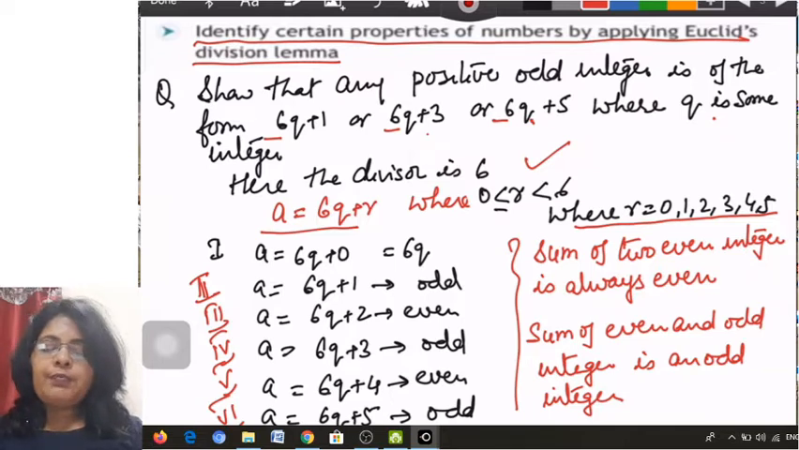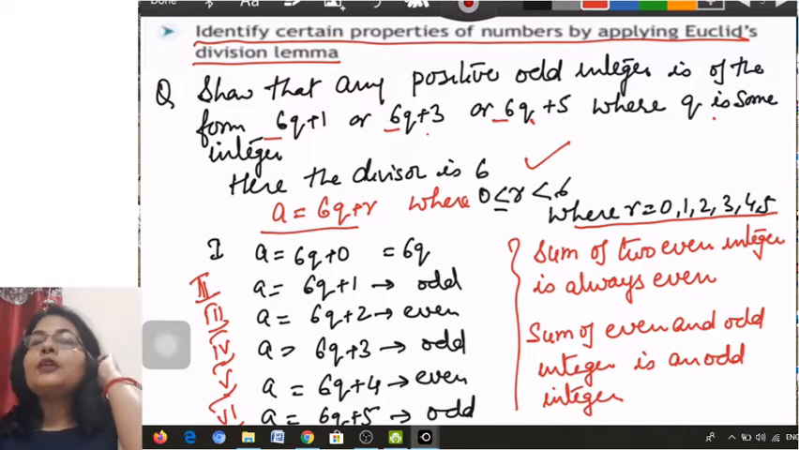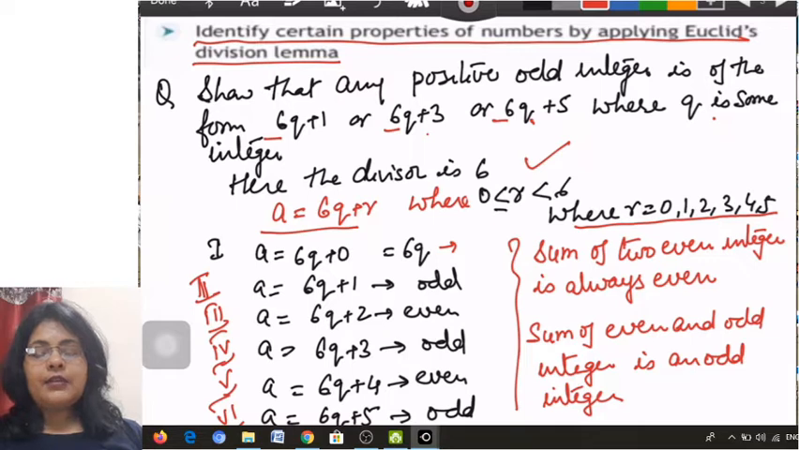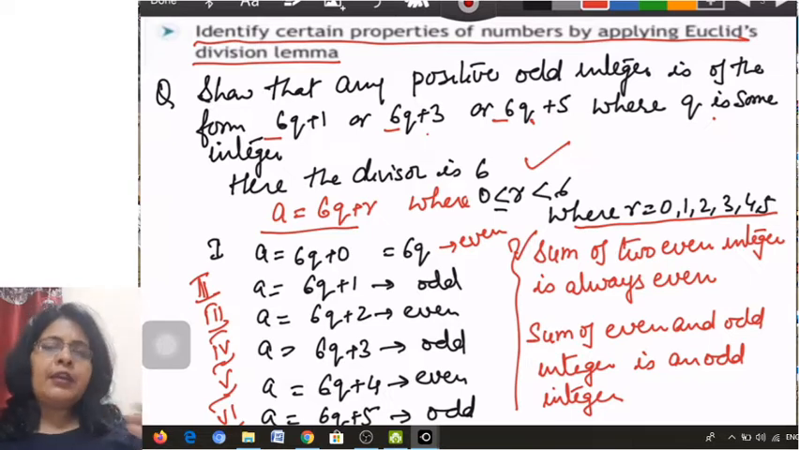In the first case, we put A is equal to 6Q plus 0. What does it mean? It means 6Q. What is this? This is a multiple of 2, so it is said to be even. Now when we put 6Q plus 1, we can see that this is odd. If we remember these two things, that the sum of two even integers is always even, and the sum of an even and an odd integer is an odd integer, then we can very instantly come to the conclusion.